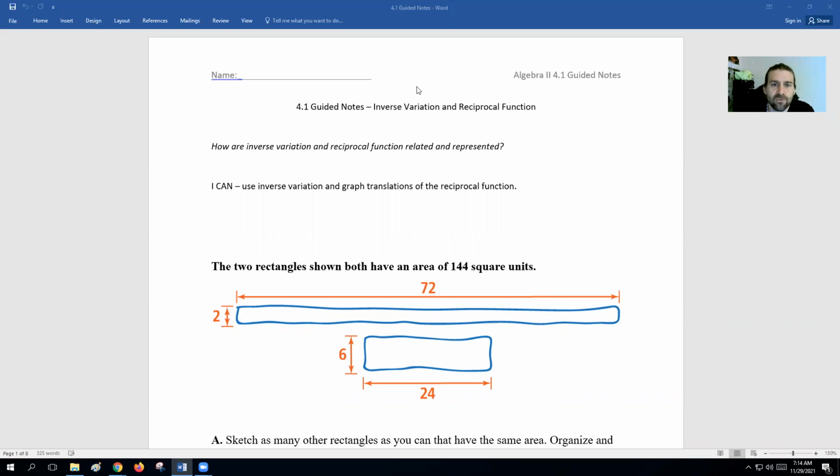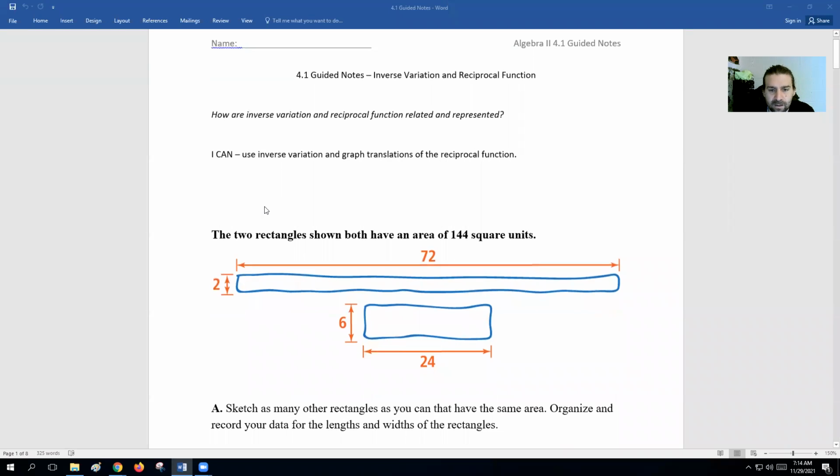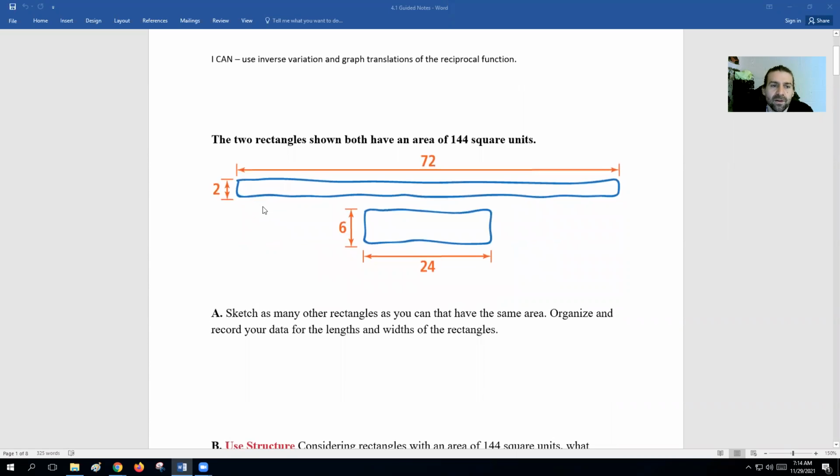So we're going to start chapter 4 out. We'll talk about inverse variation and the reciprocal function. So big things we're going to try to get in this section is how are inverse variation and reciprocal functions related and represented. We're going to make sure you can use the inverse variation and graph translations of the reciprocal function. So just a little warm up here.